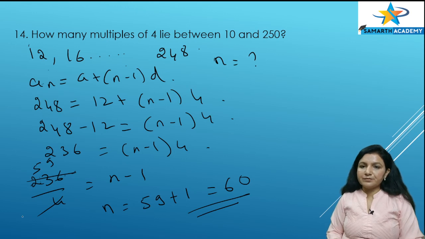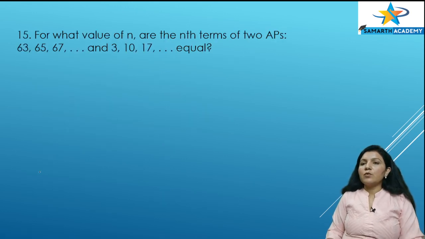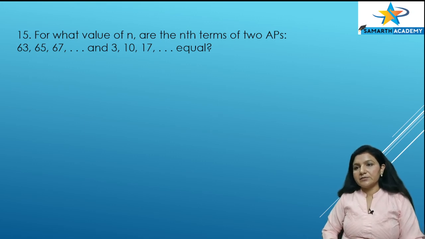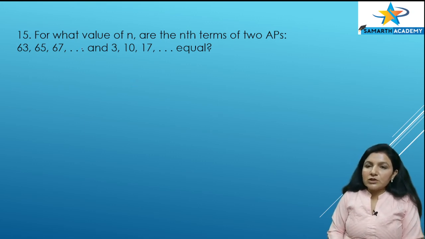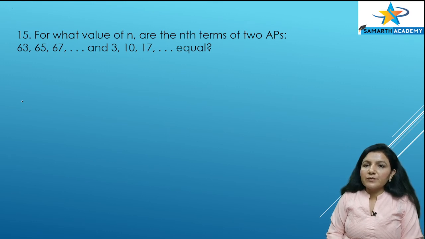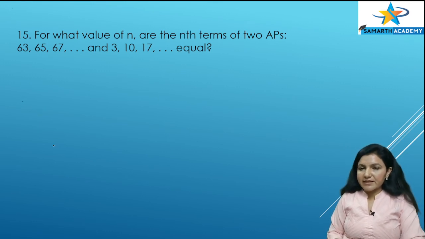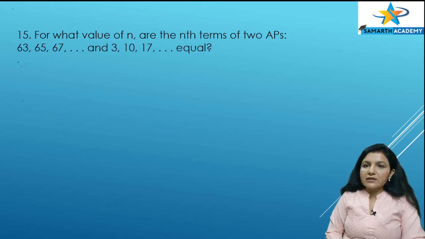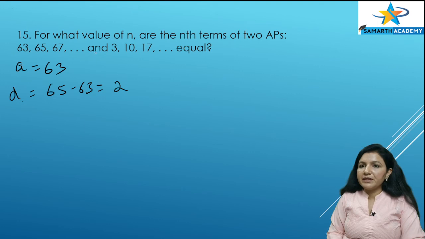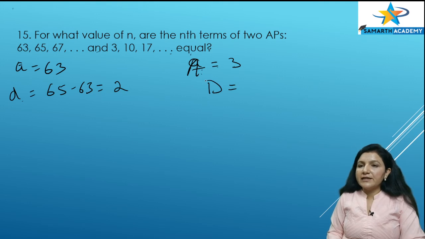Next question. For what value of n are the nth terms of two APs equal? So there are two APs given. What we will do is write the nth terms as equal and then solve for n. So here A is equal to 63, D is equal to 65 minus 63, which is 2. And for the next AP, let's take the capital A over here, the first term is different. So A is equal to 3 and the common difference D is equal to 10 minus 3, that is 7.